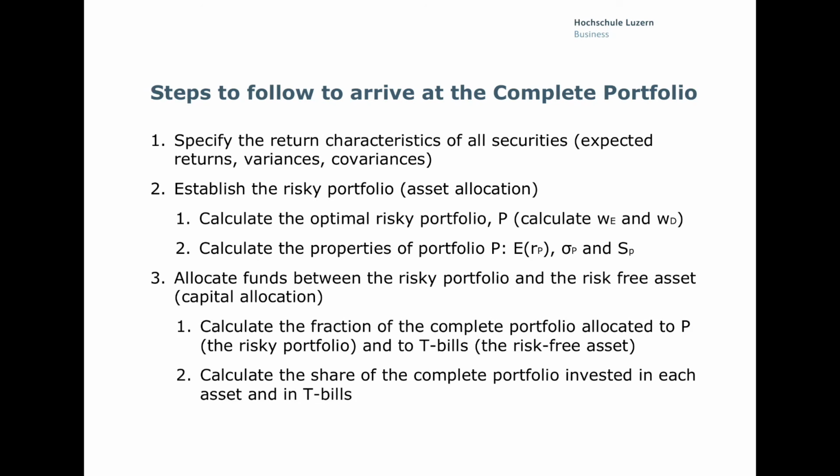Third, allocate funds between the risky portfolio and the risk-free asset. This process is called the capital allocation. We calculate the fraction of the complete portfolio allocated to P, the risky portfolio, and the risk-free assets. We calculate the share of the complete portfolio invested in each asset and in T-bills.